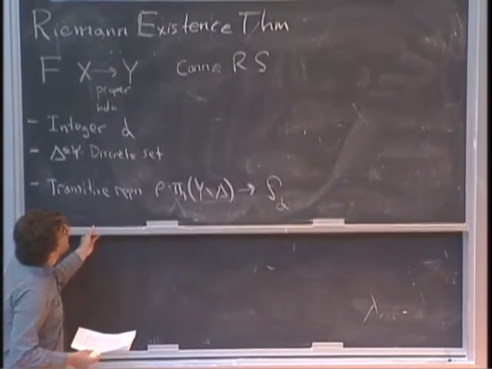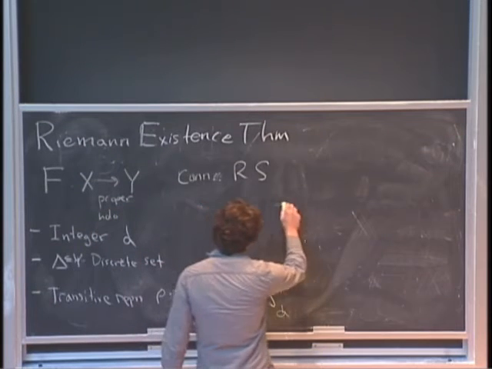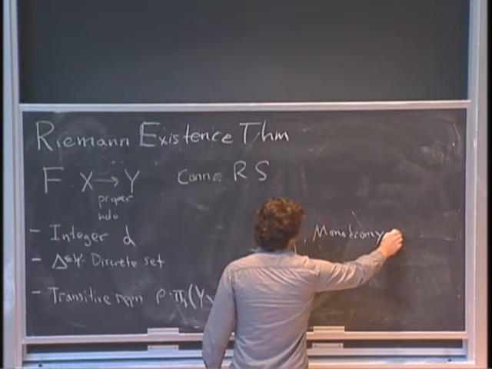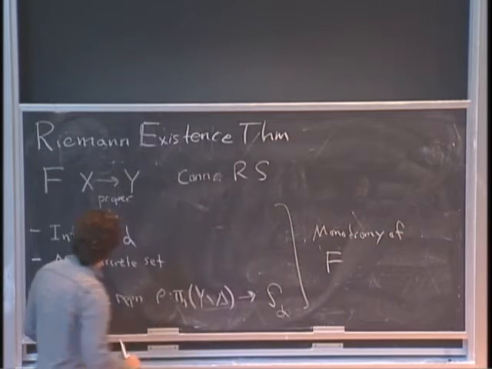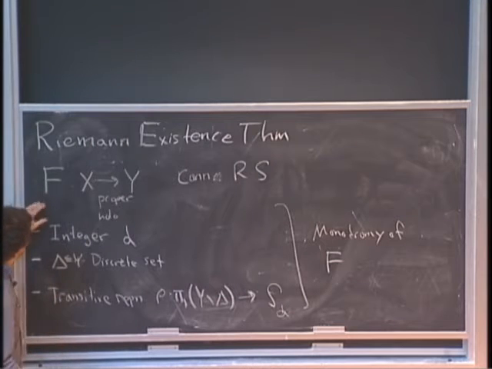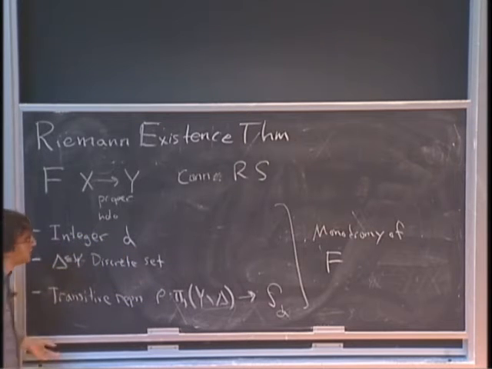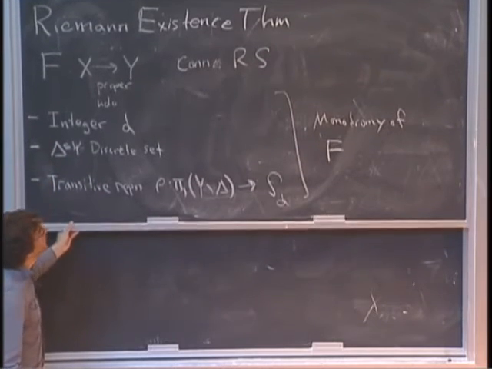Okay, so this was the monodromy of F. And the point of the existence theorem was that, given this information, in other words an integer, a connected Riemann surface Y with a discrete subset, and some kind of transitive representation of this sort, one could cook up a new Riemann surface X and a holomorphic map F so that its monodromy was the given information. So maybe I'll just write that down.